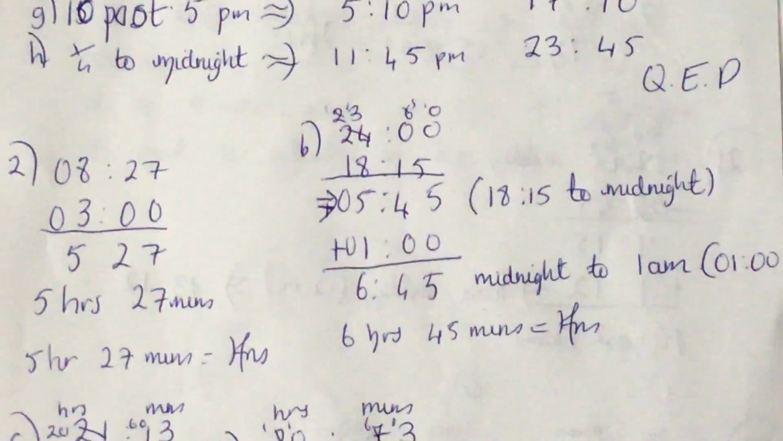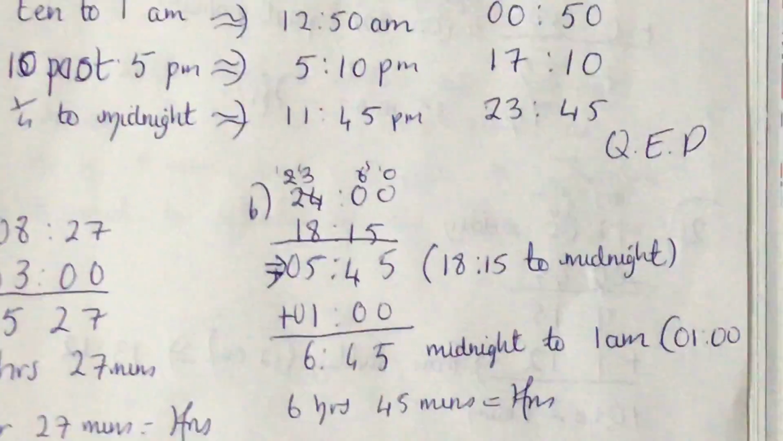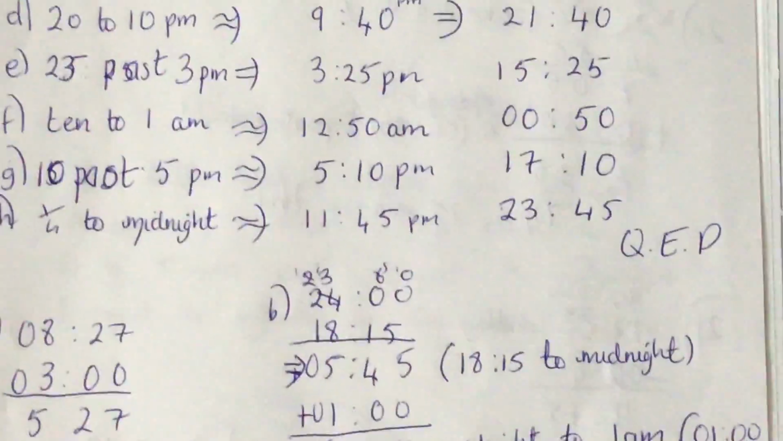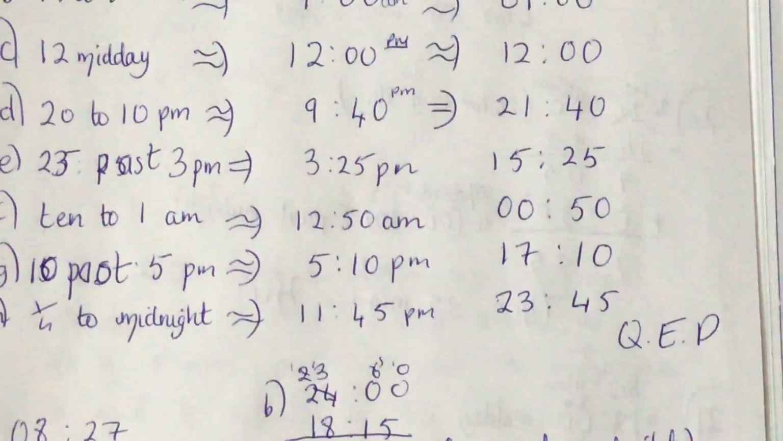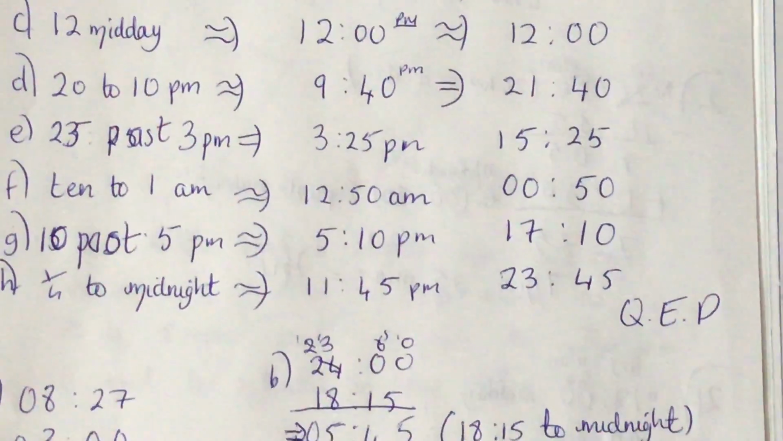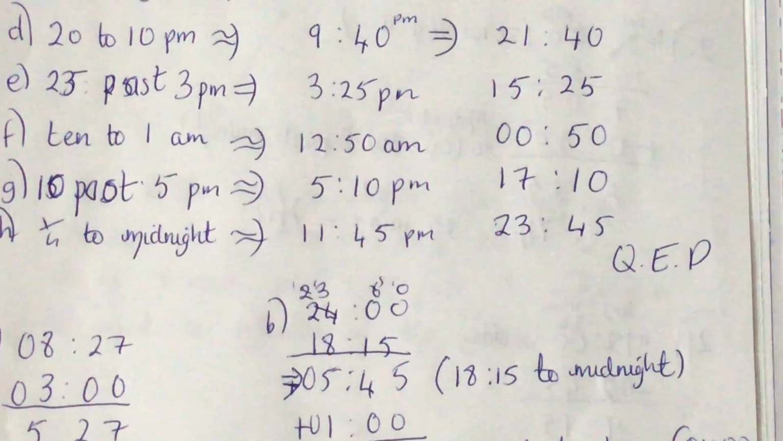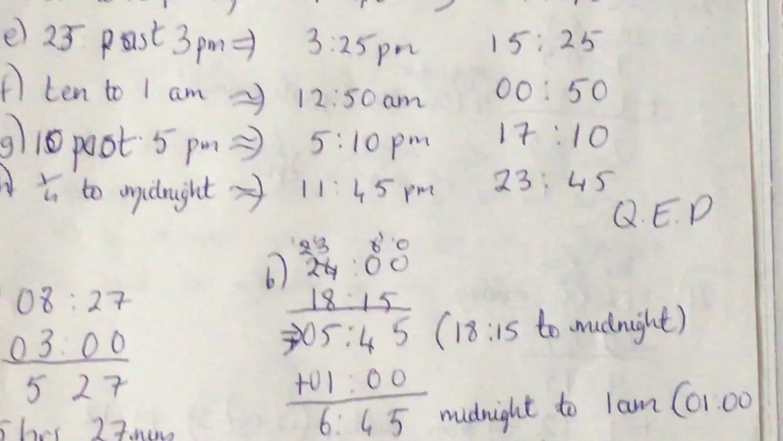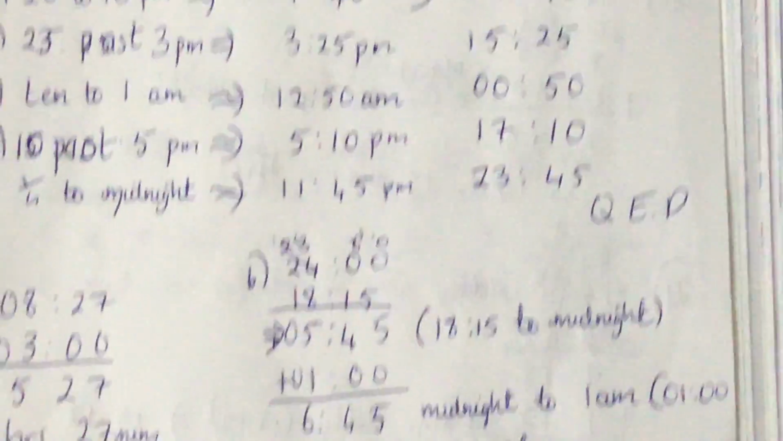You can do that in your head, even. 5 hours and 27 minutes, QED. Okay, you're taking it away. Now the second one, here you're going from 18:15 in the evening, which is 6:15 PM, which means it's 6:15 in the evening, and you're going all the way around to 1 o'clock in the morning.